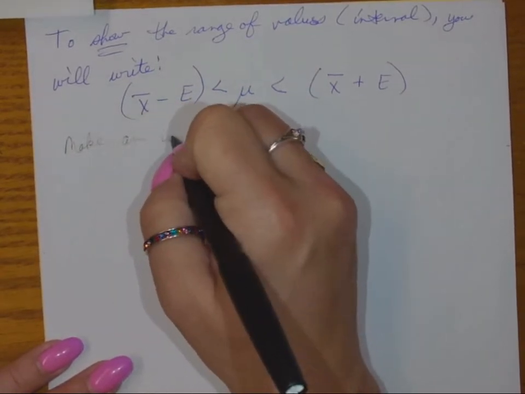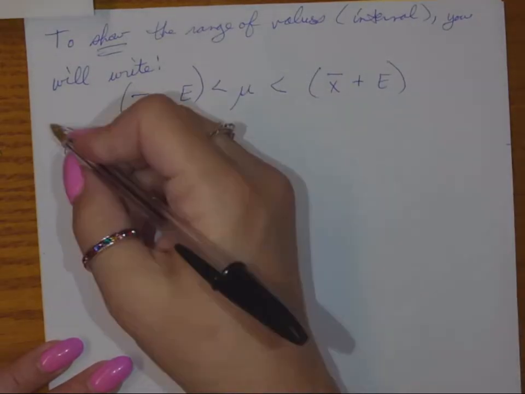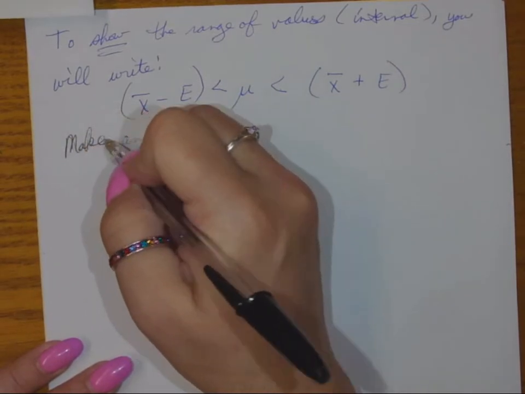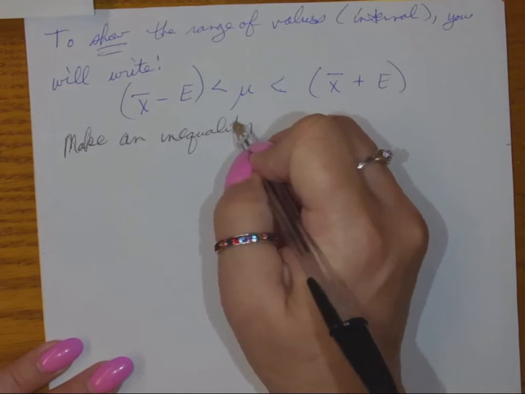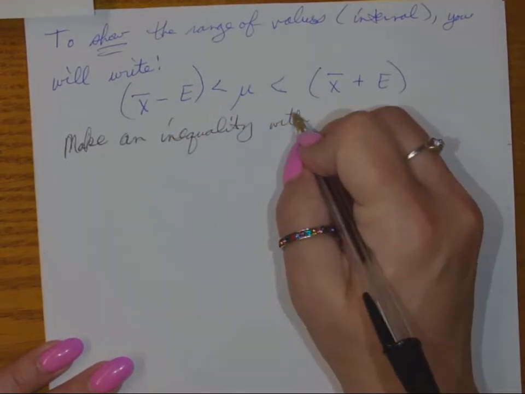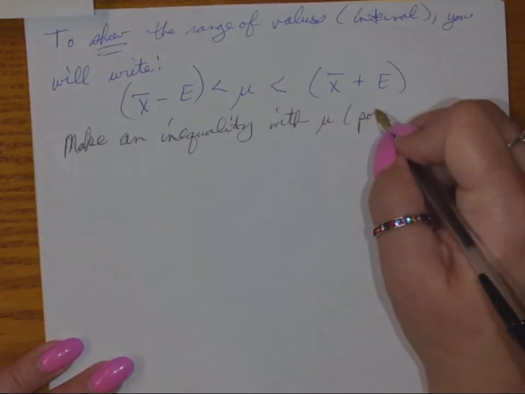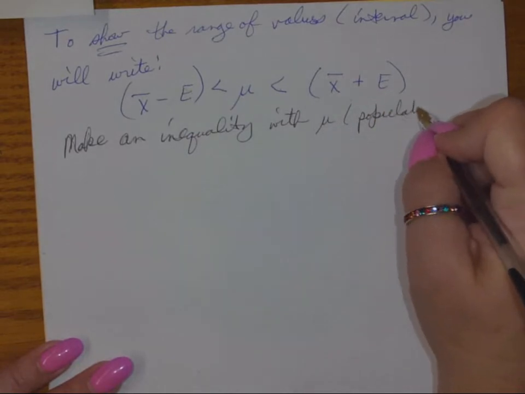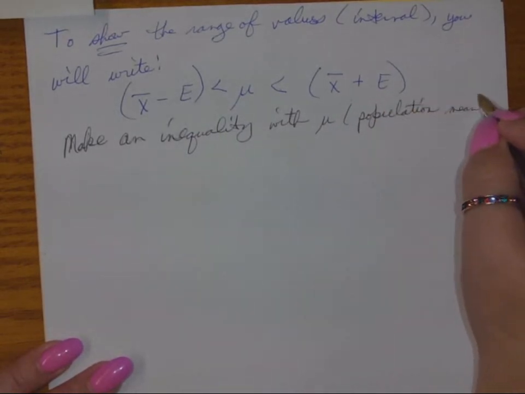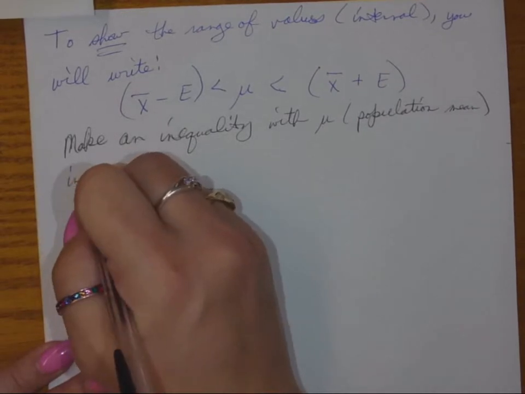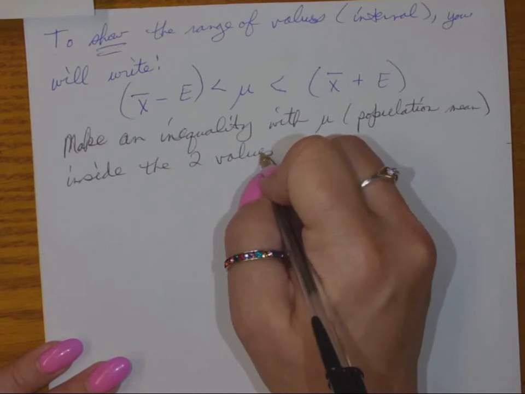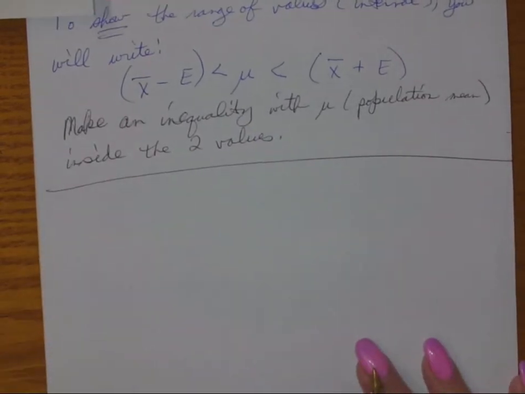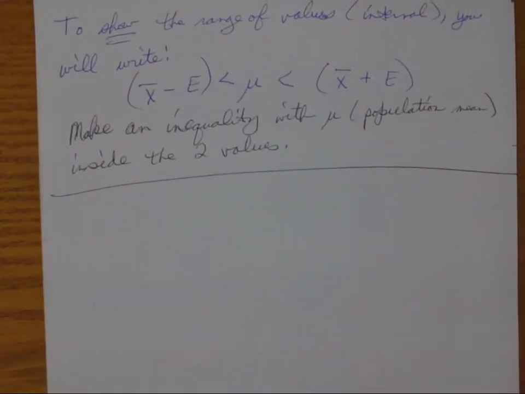We make an inequality. Oh, that pen is dying on me. I need to just throw it away. Make an inequality with the mu, which again, remember that's the population mean, inside the two values. All right, so that's how we want to be able to show our confidence interval, to write it.